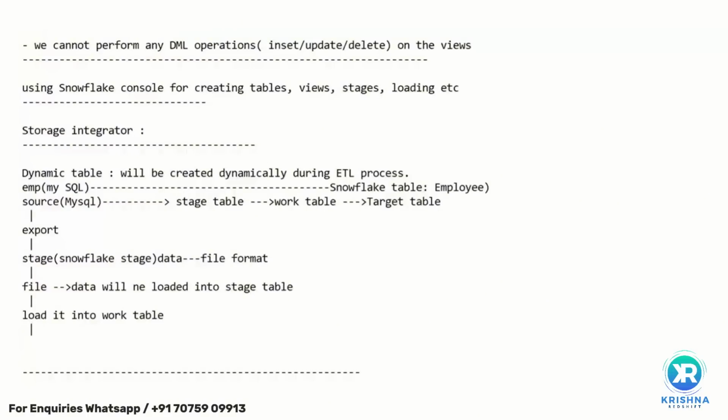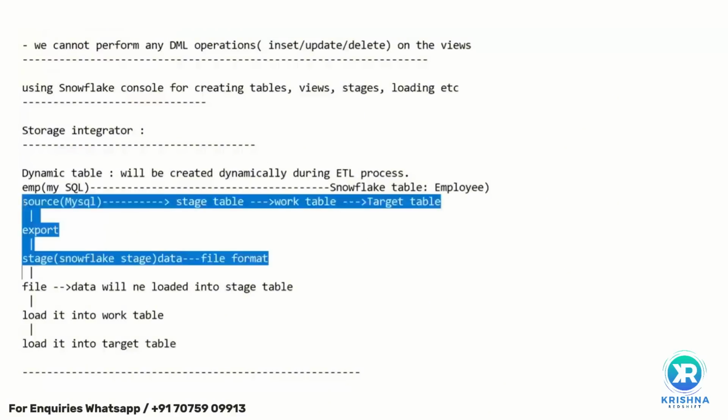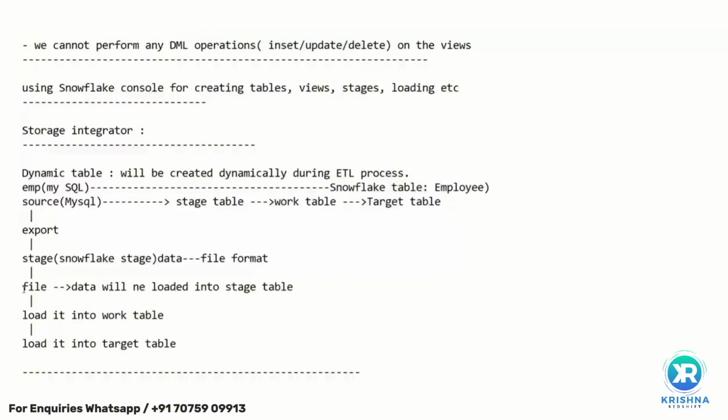From work table, you load it into target table. So each one is a task basically. Source to stage, generating file is one task. From file to loading into stage table is another task. From stage to work table, this is another task. And work table to target table is another task.